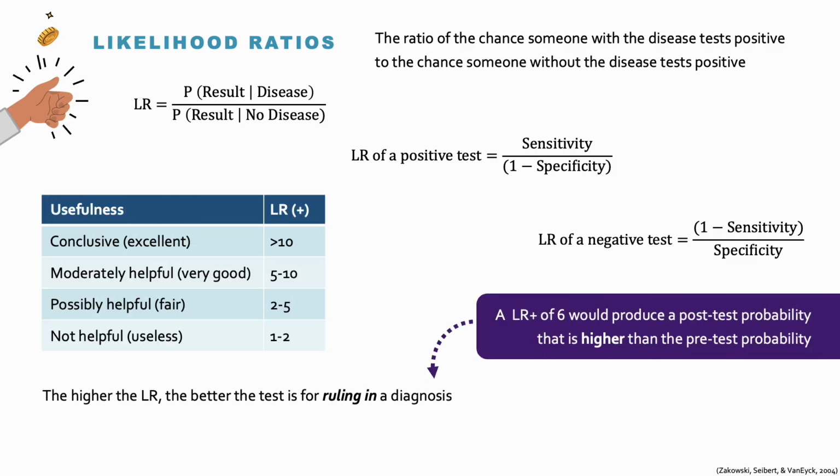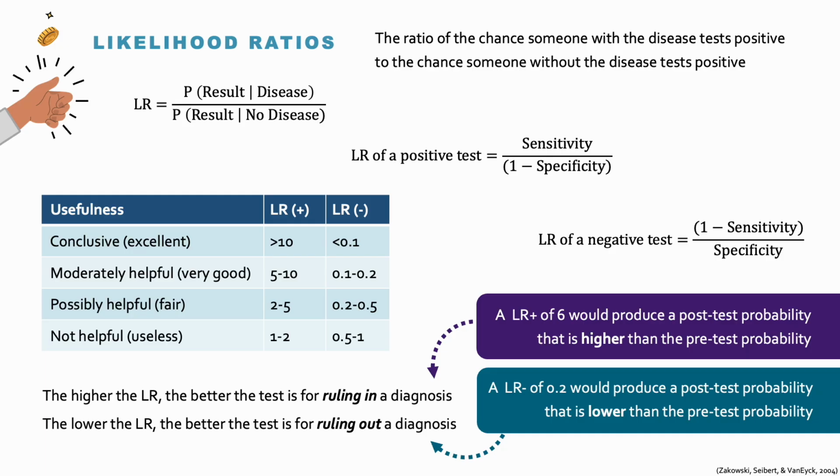A likelihood ratio greater than 1 indicates the test result is associated with the disease. A likelihood ratio less than 1 indicates the result is associated with the absence of disease. Before ordering a test, if you're a clinician, you always need to consider how it will affect medical management of the patient, and likelihood ratios help make this determination.